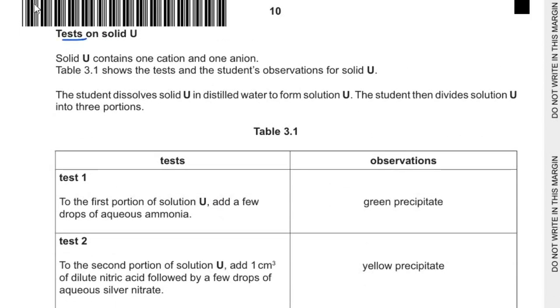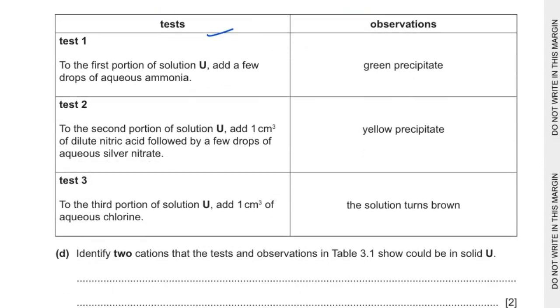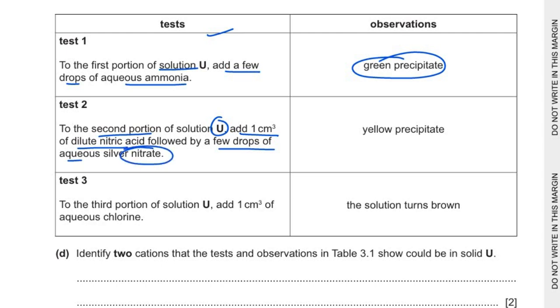In this, it's a test on the solid U. Now solid U contains one cation and one anion. Yes, we are given one cation and one anion. Now table 3.1 shows the test and the student's observation for solid U, and here are the tests given. To the first portion of solid U, add a few drops of aqueous ammonia and green precipitates are obtained. To the second portion of U, add 1 centimeter depth of dilute nitric acid and a few drops of silver nitrate and yellow precipitates are obtained.